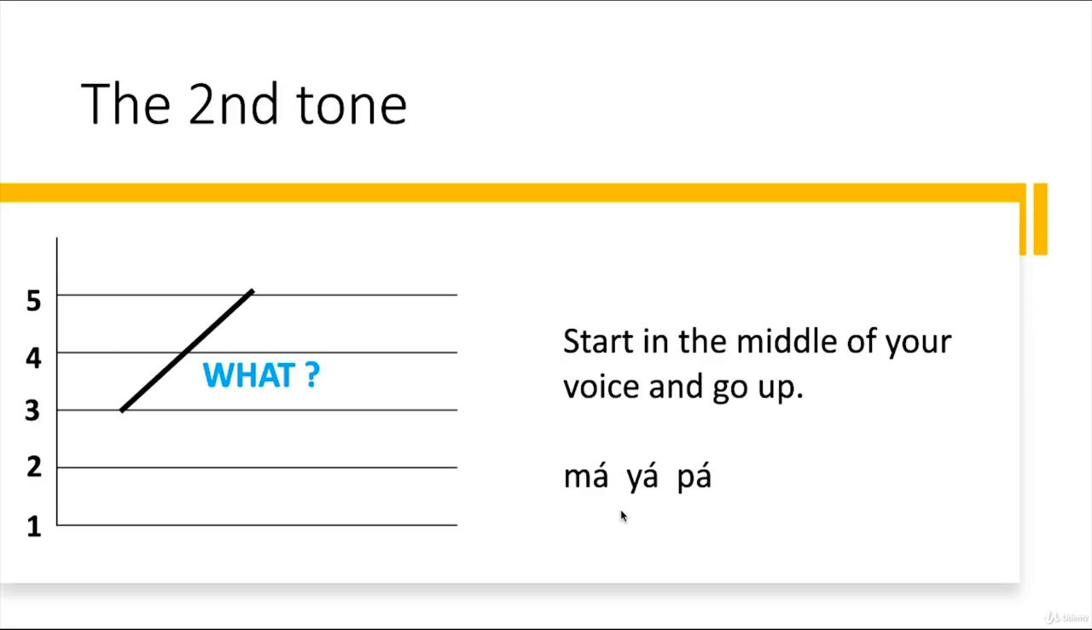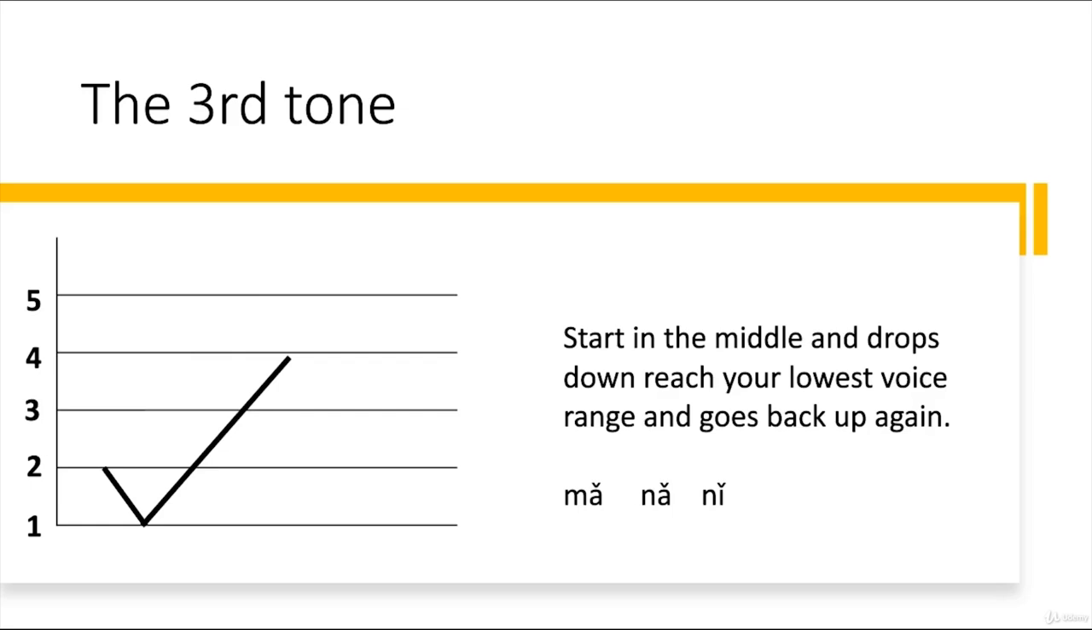In Pinyin, it is represented by a rising accent mark over the vowel. For example, ma, ya, pa. What, right? It's very easy. So the trick to learn tones in Chinese: each time you think about a tone in Chinese, first you think about the associated English word with it, like "maybe" or "what?"